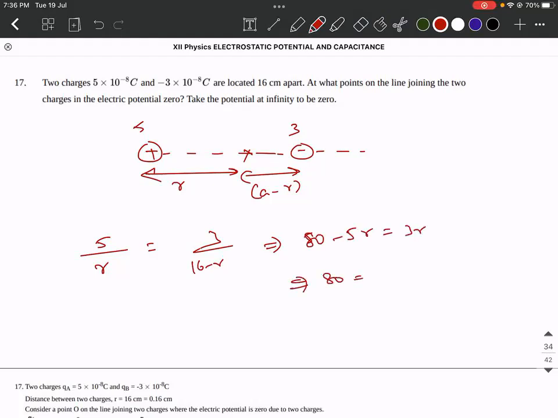So R is equal to 10 centimeters. So 10 centimeters from here. So it should be 6 only, no? 6 on the left. That is right.